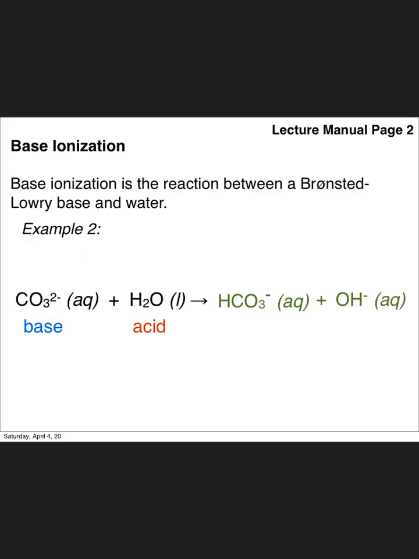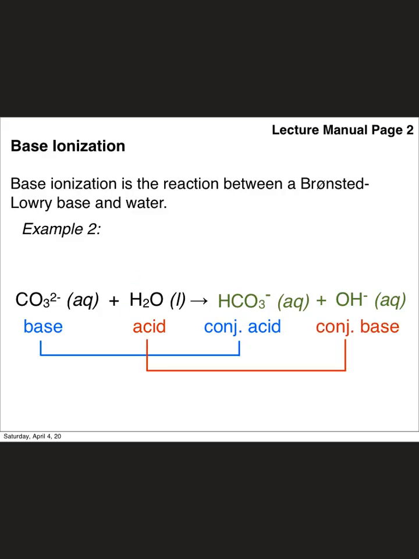At the same time, because water in this case behaves as an acid, and an acid gives off a proton, water will become hydroxide ions in this case. And again, conjugate acid-base pair will differ by just one proton. So the base carbonate has its conjugate acid as bicarbonate. Water and hydroxide are a conjugate acid-base pair. Water is an acid in this case, and hydroxide ion is its conjugate base.